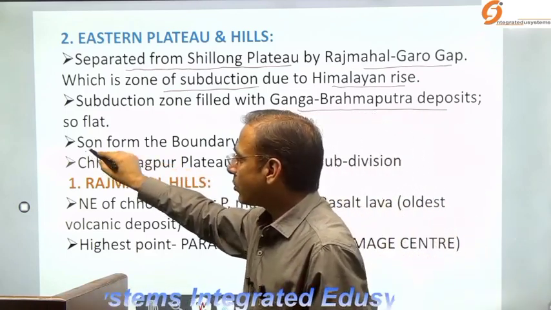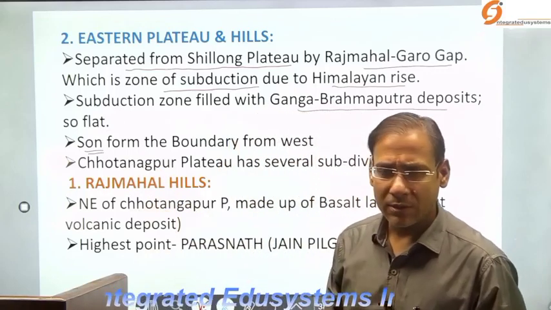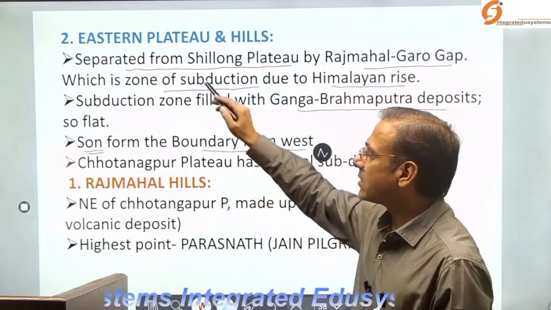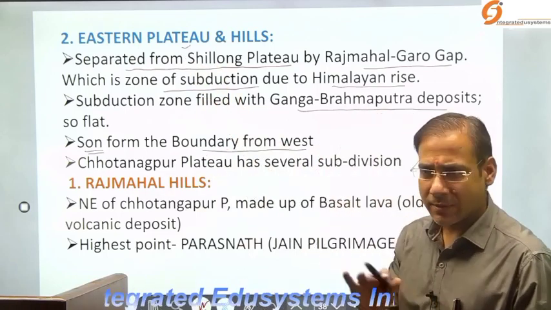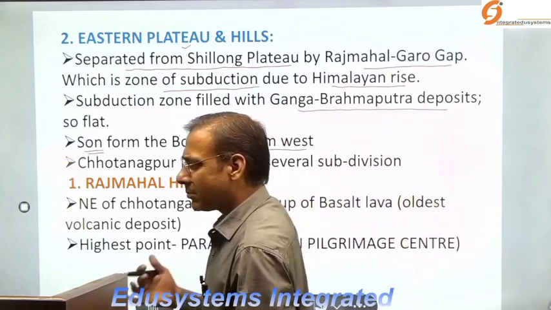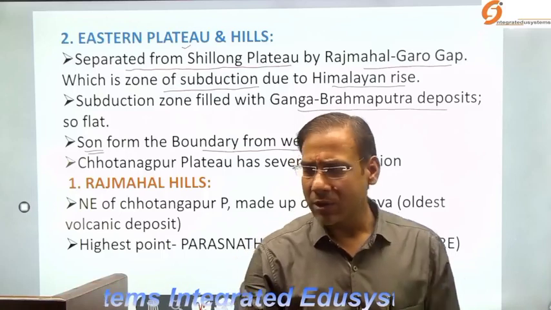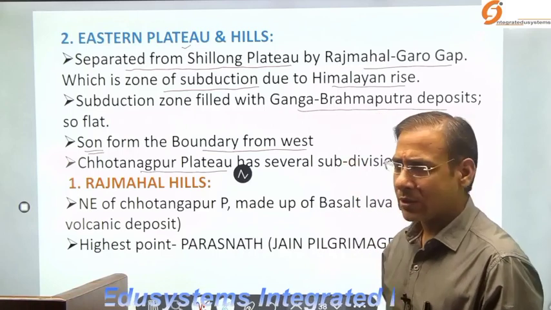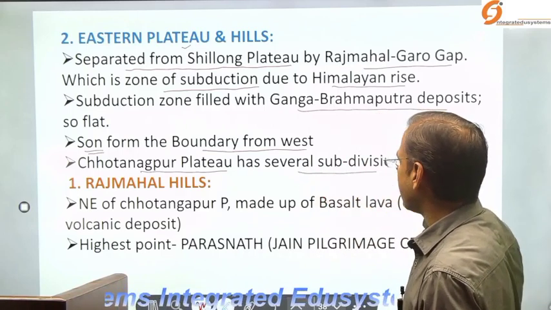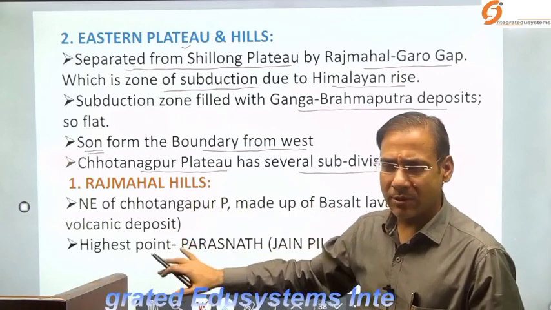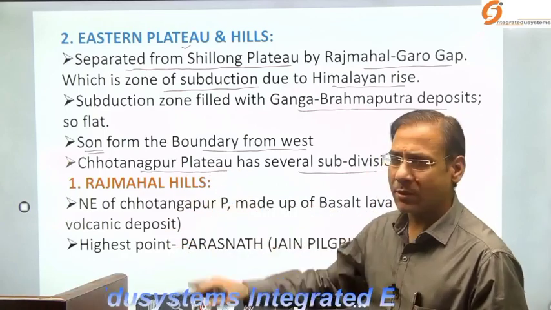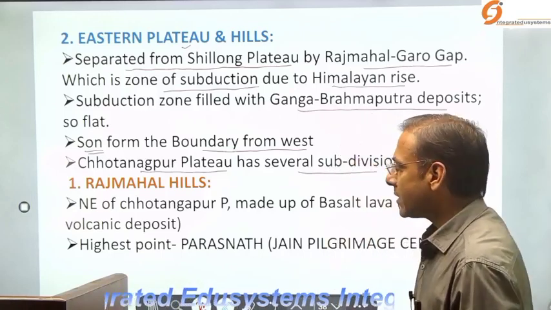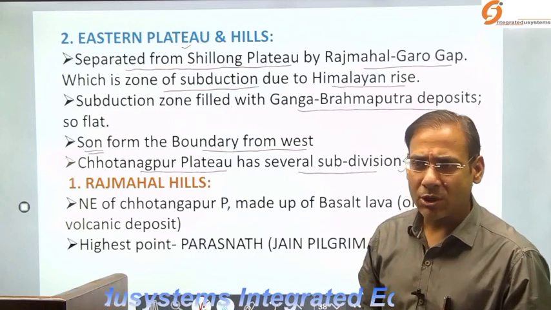Son River, which originates from Amarkantak, the extension of the Maikal, as you know, has formed the boundary on the western side. किसका boundary? Eastern Plateau and Hills region का। Okay, because regional scale पे हम पढ़ रहे हैं अभी, ठीक है। Now, Chota Nagpur Plateau, again a very important plateau in this region, has several subdivisions. अभी छोटा नागपुर के ये सब डिवीजन मैं डिस्कस करने वाला हूँ। First is Rajmahal Hills, which is a subdivision of the Chota Nagpur Plateau. So let's understand the location as well as features of Rajmahal.